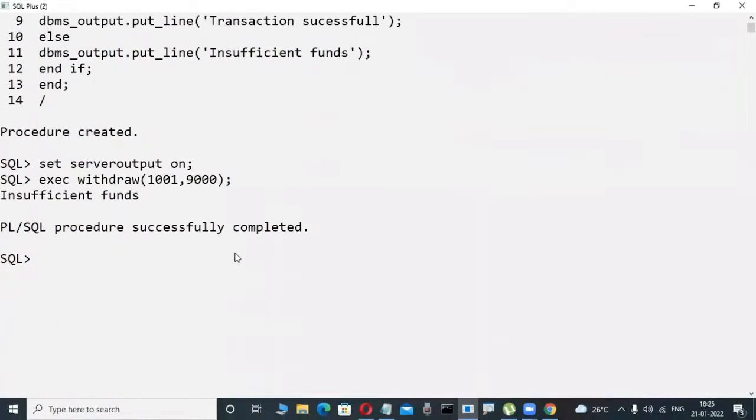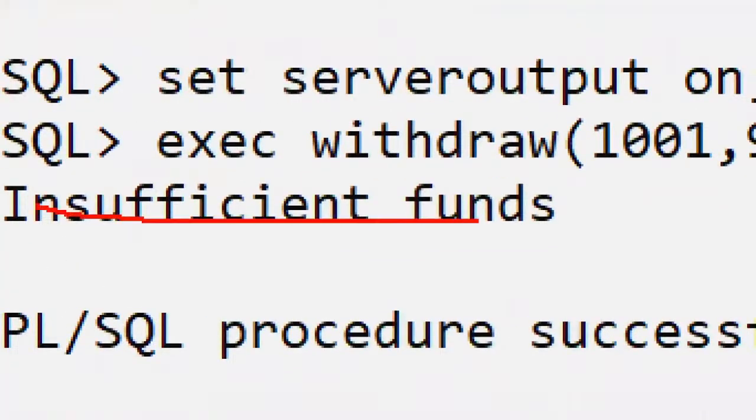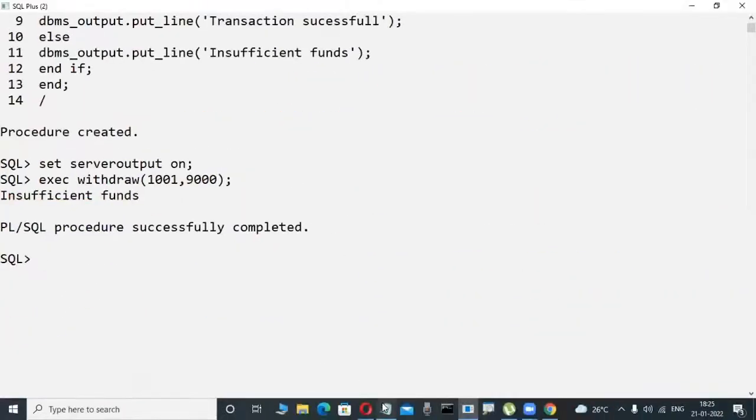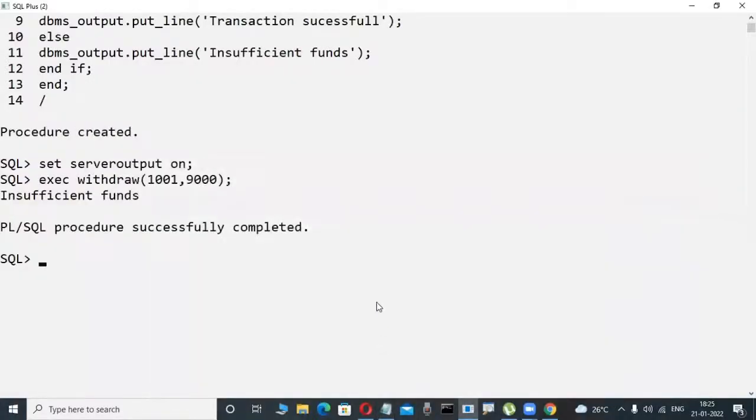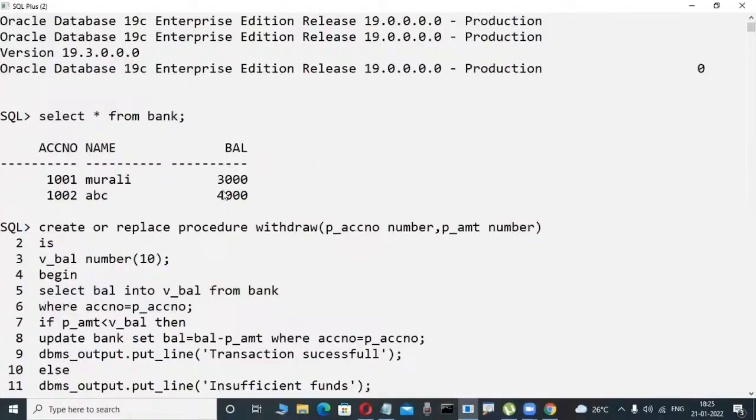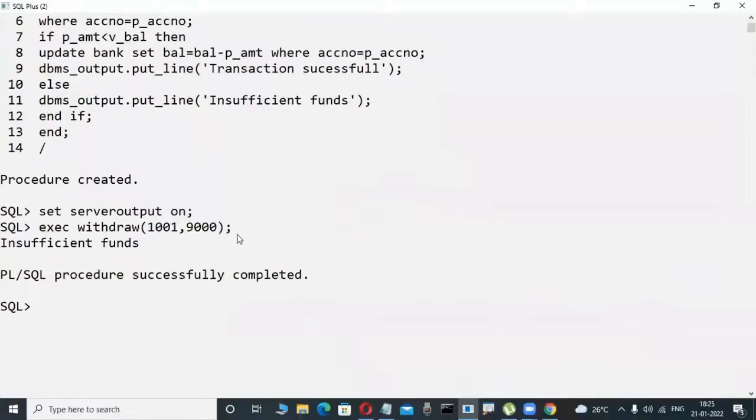Now suppose, logically observe here, insufficient funds is a message, it will be displayed or not? Yes. Another case, OTP validation, all those things are the same. And now check it out. For example, in this case my balance is 3,000. Now I try to withdraw 2,000 rupees, for example.